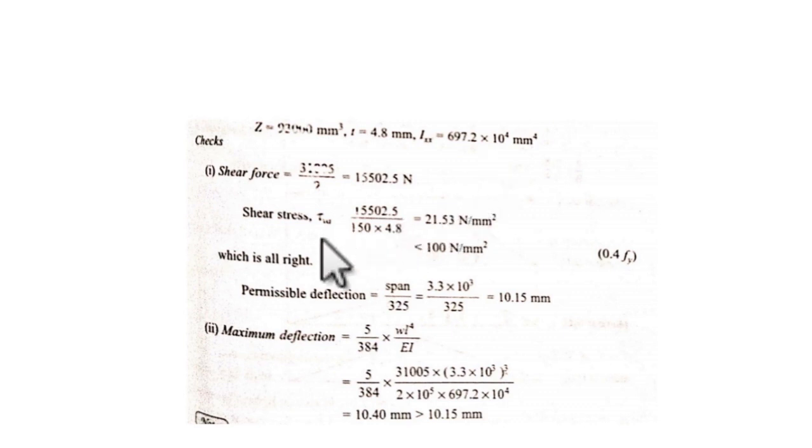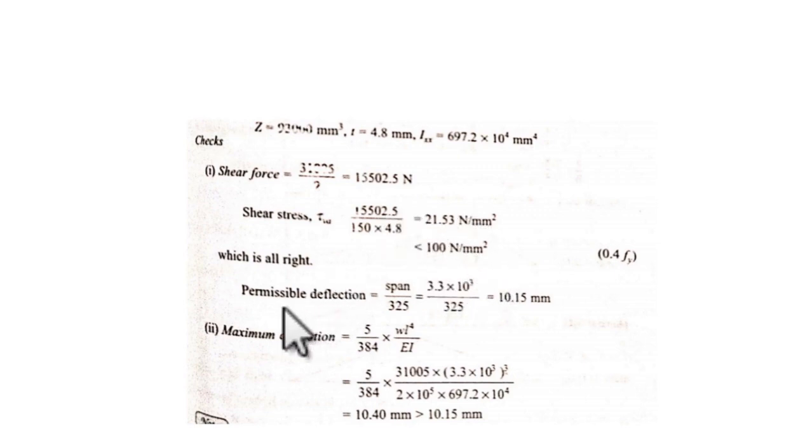Everything we know. Now once you know the shear force, find the shear stress. Shear stress tau VA will be shear force by area. What is the area? Area of the channel section is 150 into 4.8, and 4.8 is the thickness of the section. So this gives you 21.53 Newton per millimeter square. This is the average shear stress. And what is the permissible shear stress? 100. So it is less than this. It is safe in shear.